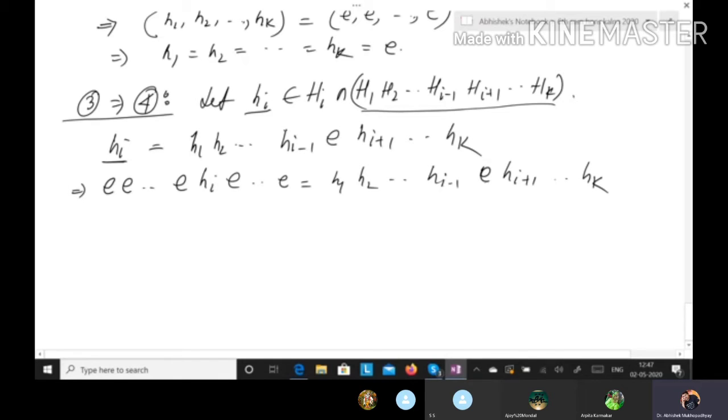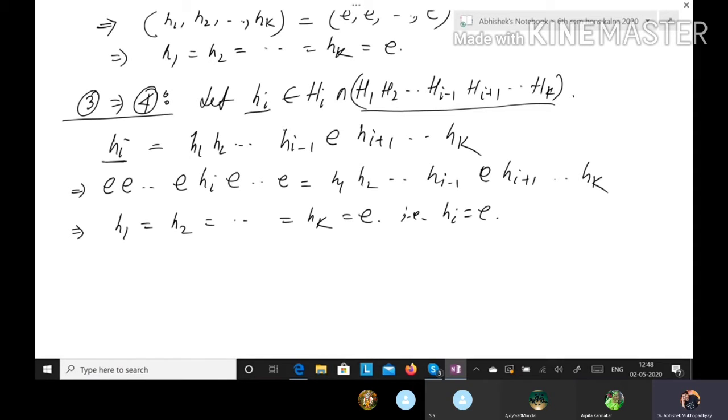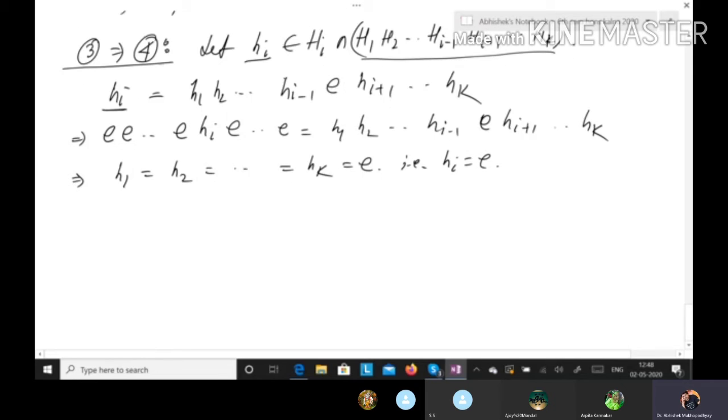But in 3, we have assumed that every element has a unique representation, so there cannot be two. For that reason, all of them are identity. So Hi is E, and the only element common to both is the identity. Now the last portion of this theorem is 4 implies 1, and this will complete the proof.